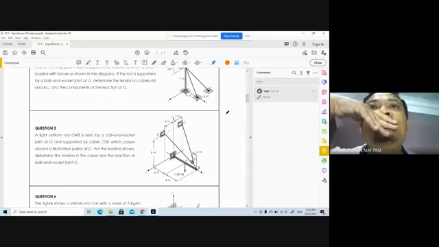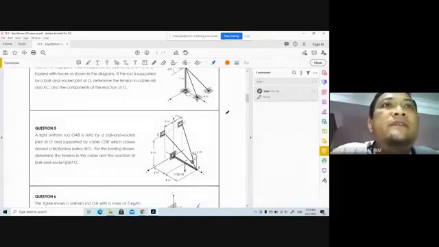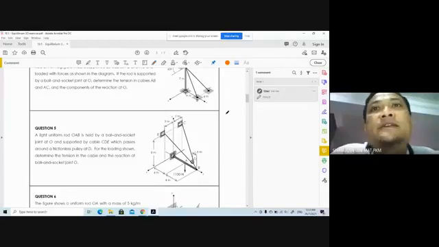It's the same concept. A light uniform rod OAB is held by a ball and socket at joint O, and supported by cable CDE, which passes around the friction at point D. For the loading, determine the tension in the cables and the reaction there.